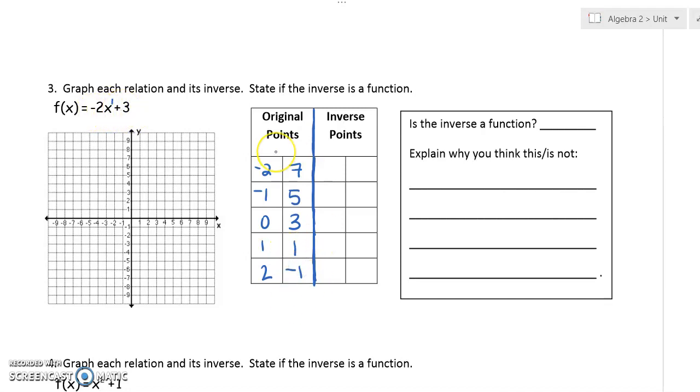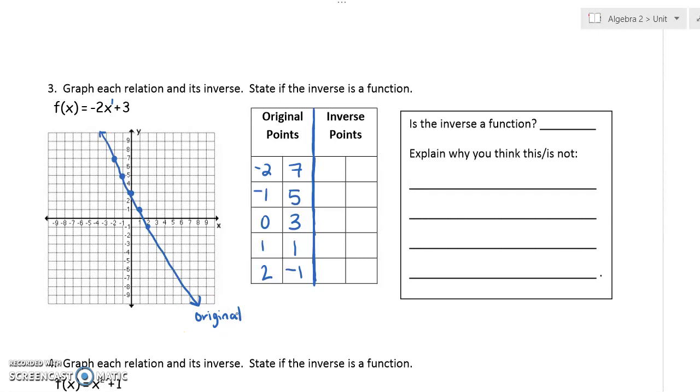So since all of that is in a 10 by 10 screen, we can plot them. So we have -2, 7. We have -1, 5. 0, 3, 1, 1, and 2, -1. And we can see our image right there. So this is the original.